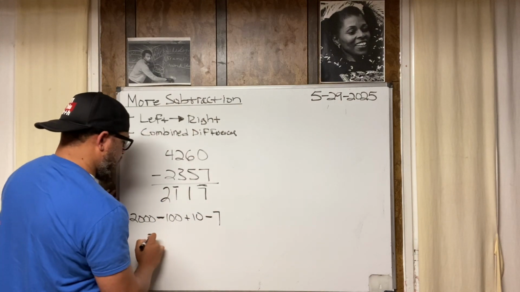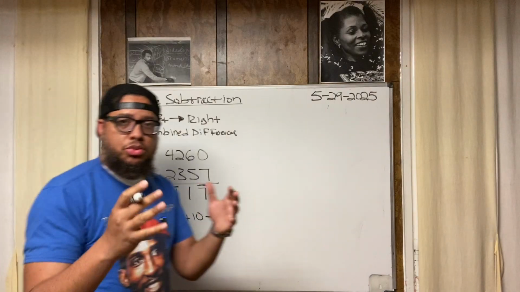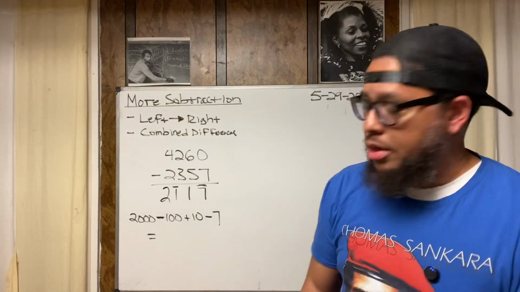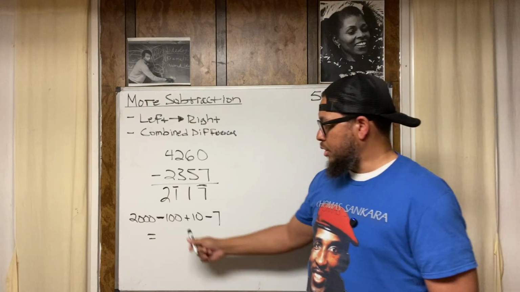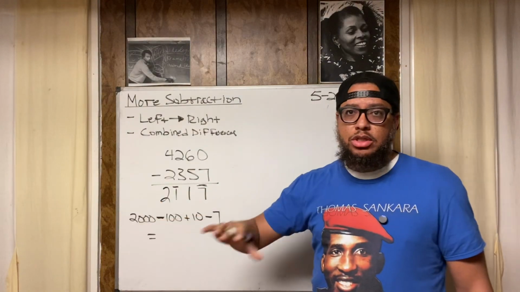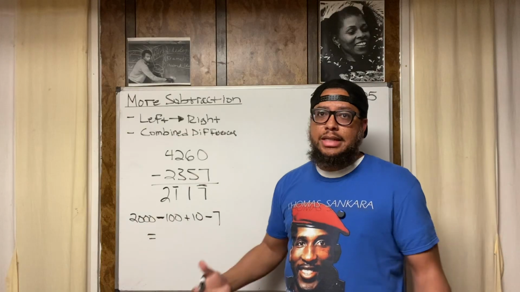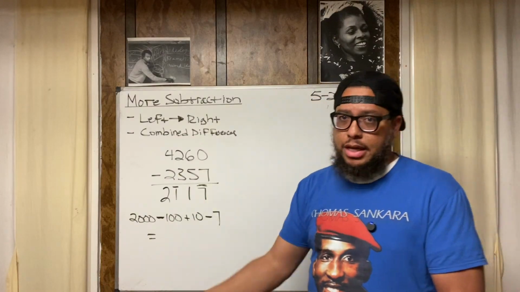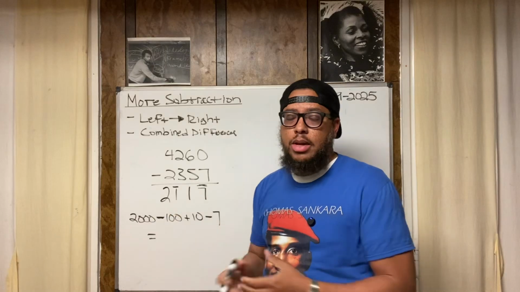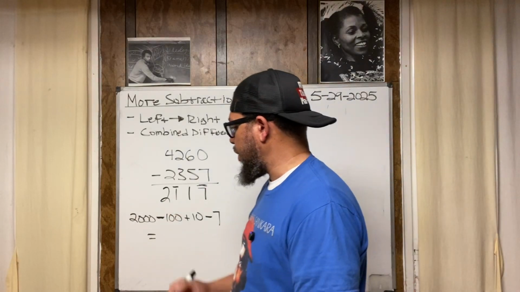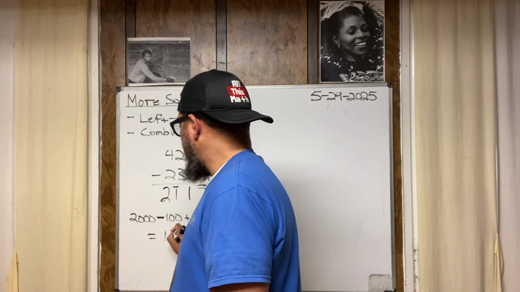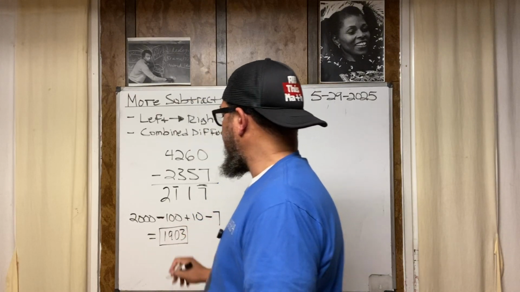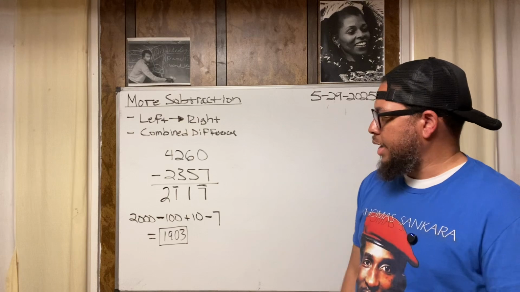Now, what do we end up with when we do all that? If you start with 2,000, imagine you're a parent watching this, parent, grandparent, uncle, auntie, whoever, you start out with $2,000. Then you spend $100. That money is subtracted. Now you end up with $1,900. Then $1,900 plus 10 is $1,910. You get 10 more dollars added to your account. $1,910. Then you take away 7. That leaves you with $1,903. That's the final answer, 1,903.